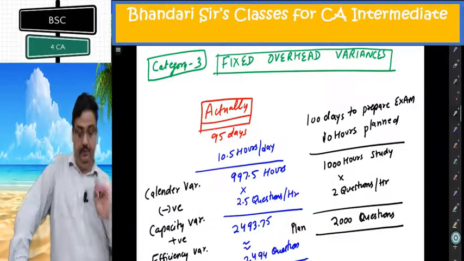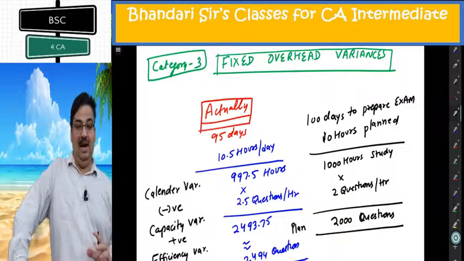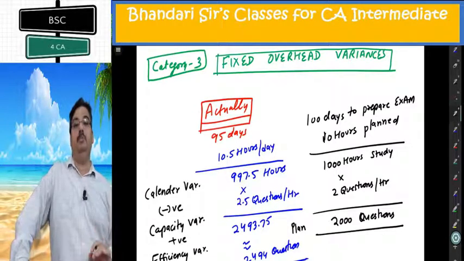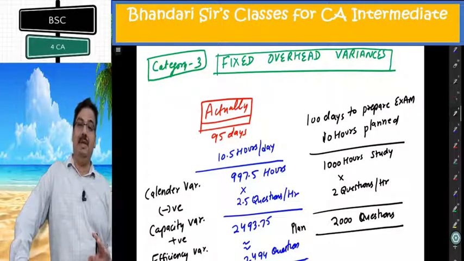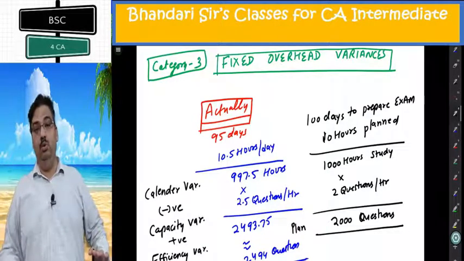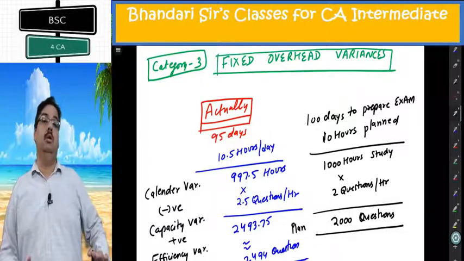Efficiency variance, positive. If you worked 10 hours per day, your capacity would have remained the same. So try to judge these things properly.